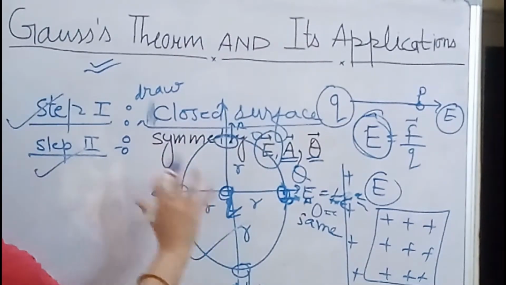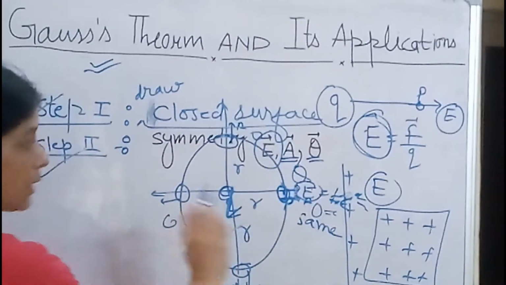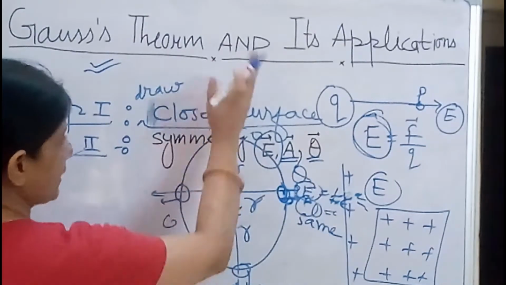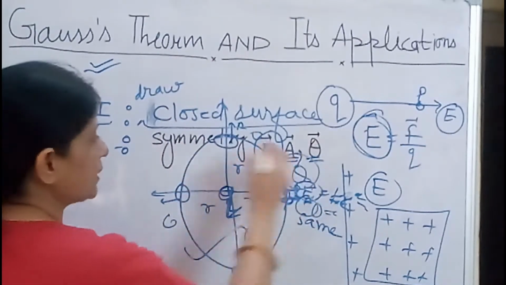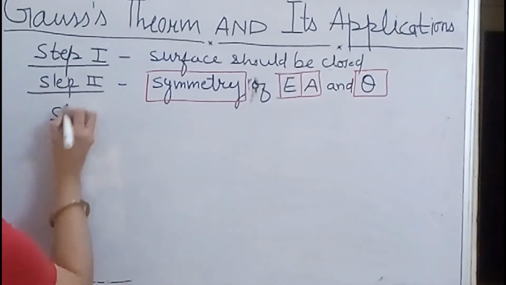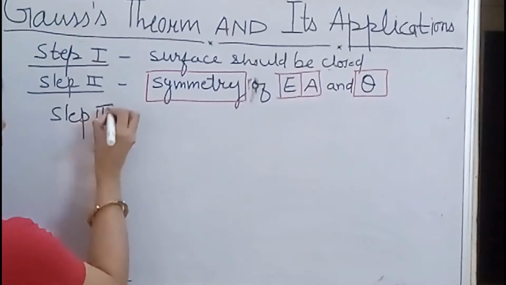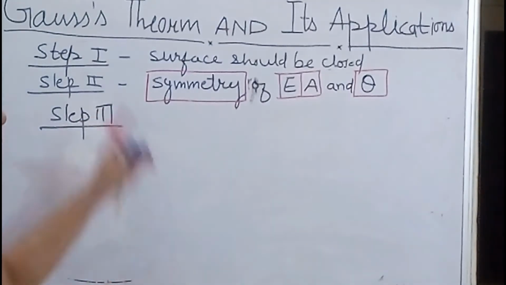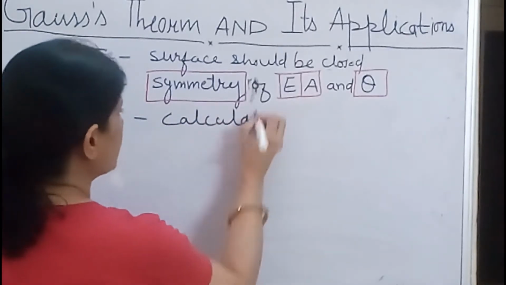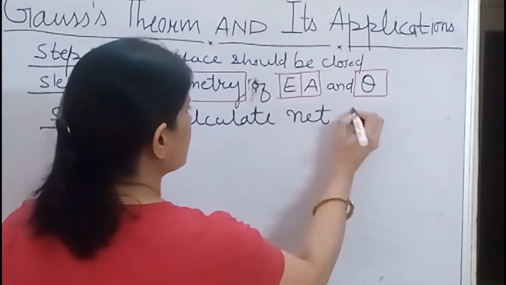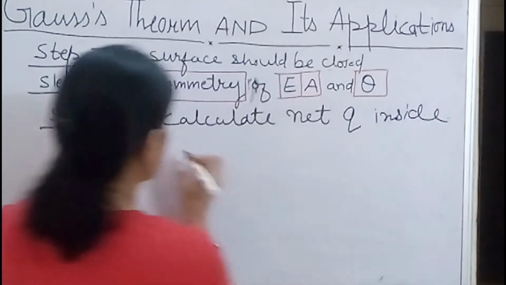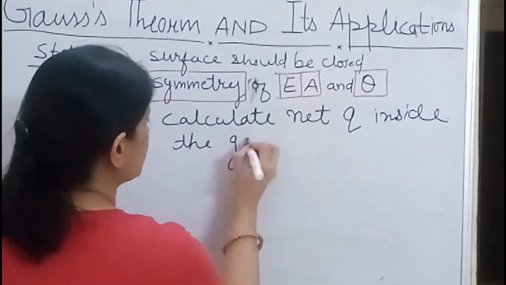On the surface of this sphere, the value of E is the same because R is the same. The value of A is the same, outside all the time. The value of theta is 0 all the time. Step 3 is you have to calculate the net Q inside the Gaussian surface.